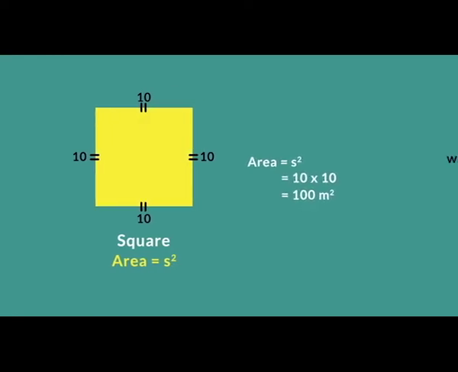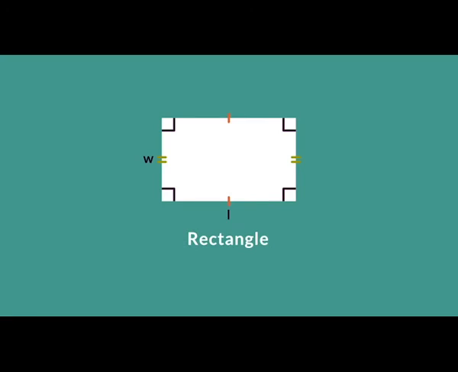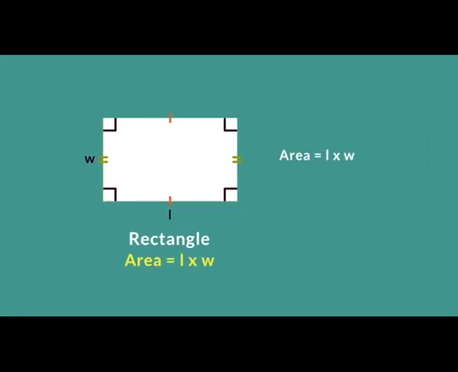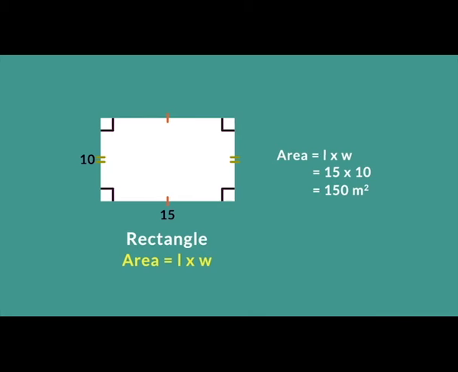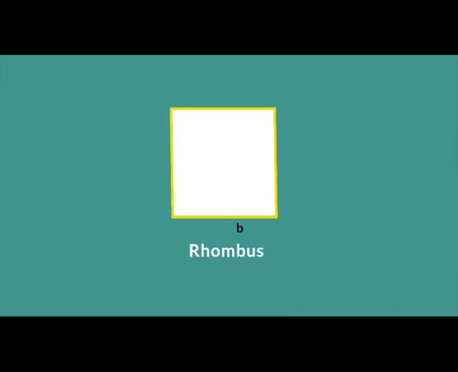The area of a rectangle can be found by multiplying its length by its width. In this example, the rectangle has a length of 15 meters and a width of 10 meters, so it has an area of 150 meters squared. A rhombus is like a square that has been pushed and has 4 equal sides.